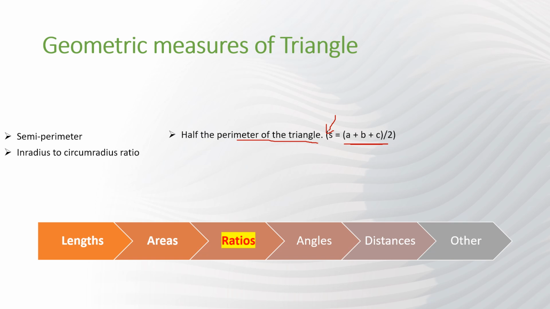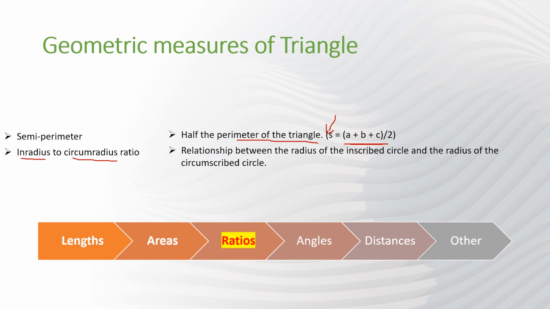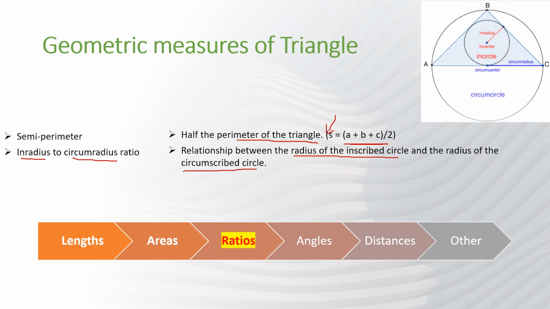And one more ratio we typically keep referring to while we deal with triangles is the inradius to circumradius ratio. What is inradius? Let's see. It's a relationship between the radius of the inscribed circle and the radius of the circumscribed circle. It's a ratio.